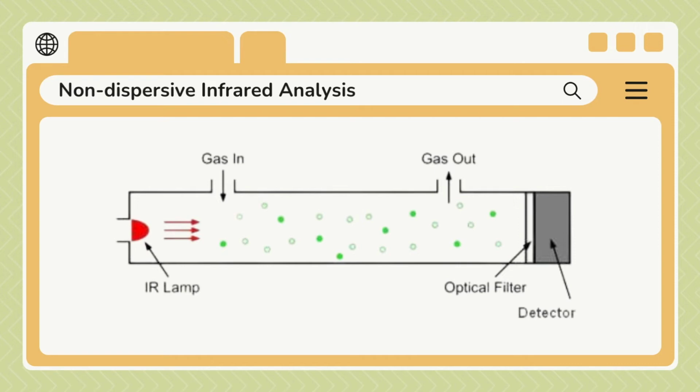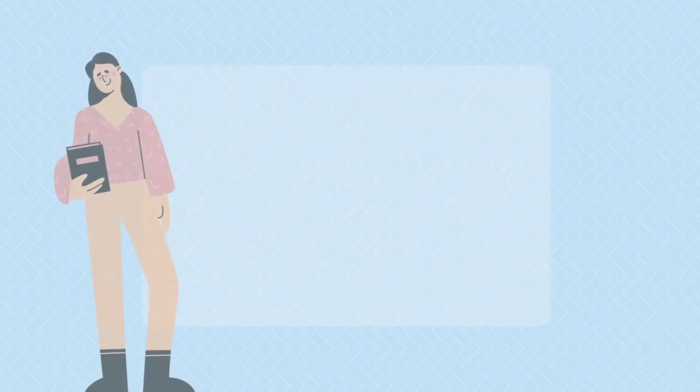At the detector end, the remaining light hits an optical filter that absorbs every wavelength of light except the wavelength absorbed by the carbon monoxide molecules in the air tube. Then, the detector reads the remaining amount of light that was not absorbed by the carbon monoxide molecules, or the optical filter. To determine the amount of carbon monoxide, the difference between the amount of light radiated by the IR lamp and the amount of IR light received by the detector is measured.